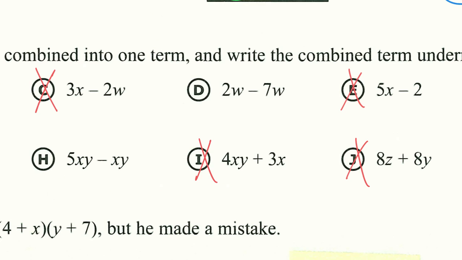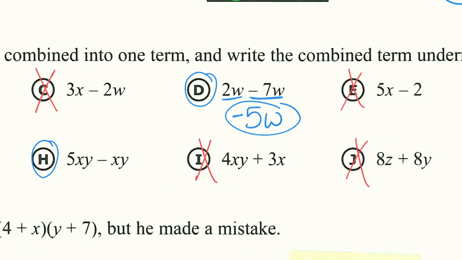In the next part, the only ones that have like terms are going to be D and H. In D, I have 2w and negative 7w. If I combine those, it's like 2 minus 7, which would be negative 5w. And in H, remember there's like a 1 here. So this is 5xy minus 1xy, so that would be 4xy.